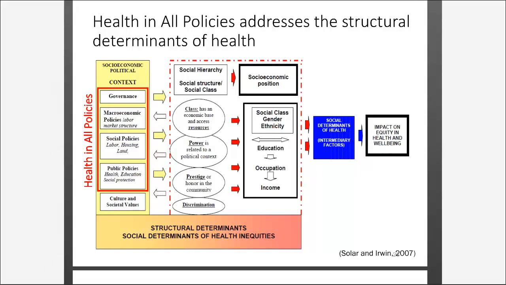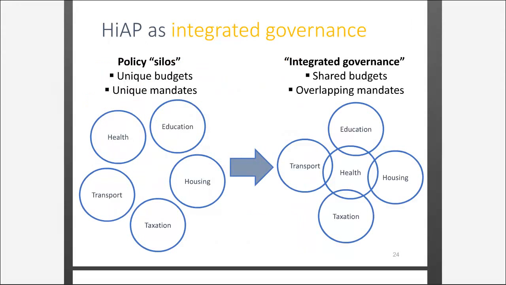And as you can see on the left side of this figure, the role of government in terms of governance processes and specific types of policies that are produced by a government. Health in all policies really is a way to try and intervene on those factors in this framework. So it really is an intervention that aims to address the structural determinants. And that's why I think it's so important to work towards.